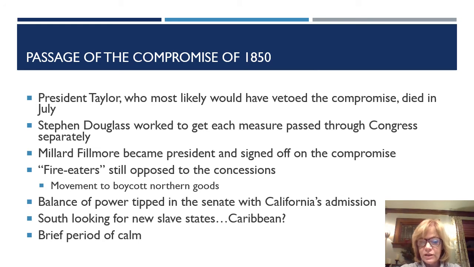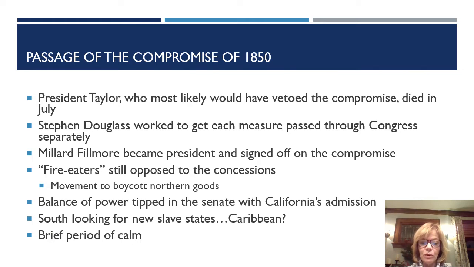So Stephen Douglas, a senator from Illinois, they call him the little giant. But anyway, he was quite a shrewd politician. He worked his magic in Congress and got each aspect of the compromise passed separately. So he was able to do that. And Millard Fillmore, who had been Taylor's vice president, becomes the president, and he signs off on it, where Taylor probably would have vetoed it. He wouldn't have passed it.